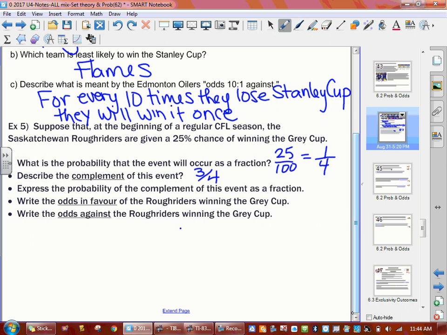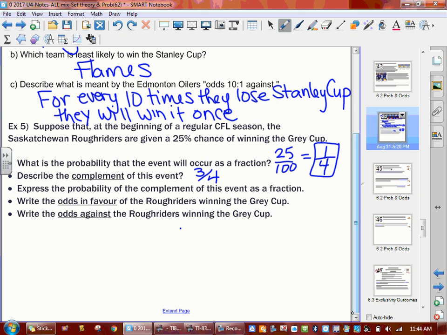The next one says, what is the probability of the complement as a fraction? Well, we did it already, 3 over 4. What are the odds in favor of them winning? All right. So the probability they're going to win is 1 out of 4 times. So how would I write that, 1 out of 4, as an odd, not probability?